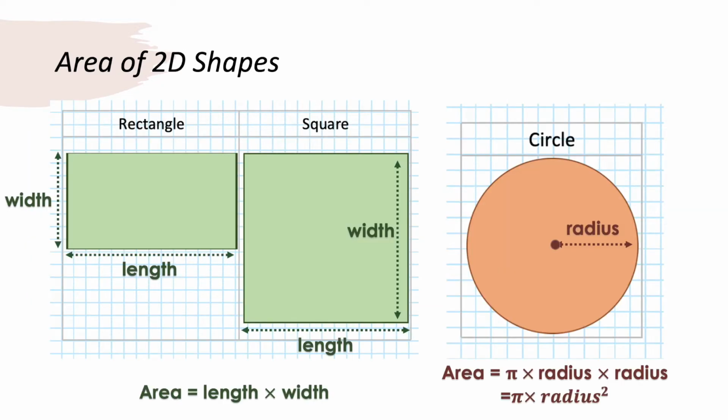Okay, let's talk about the area. For a rectangle, which includes square, you multiply the length with its width. Area of rectangle is length times width. For the area of circle, you must know its radius. If only the diameter is given to you, you can always find the radius by halving the diameter. Area of circle is pi times radius squared.